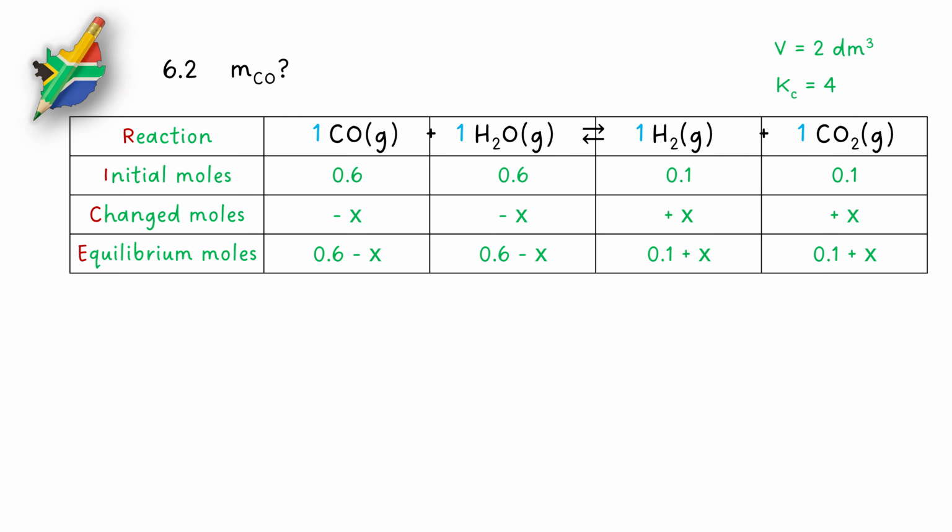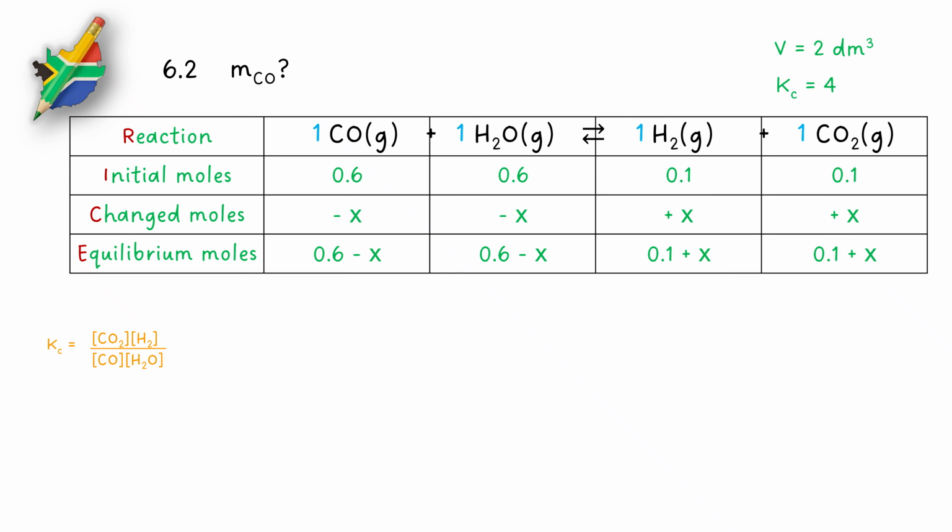Now these mole values are in terms of X. We need to be able to solve for X so that we can work out an actual mole value for carbon monoxide, and then from this we can work out a mass of carbon monoxide. We can use the equilibrium constant expression to help us solve for X. Remember that an equilibrium constant expression is the concentrations of the products divided by the concentrations of the reactants, with each raised to the power of its stoichiometric coefficient, which is 1 for each in this case.